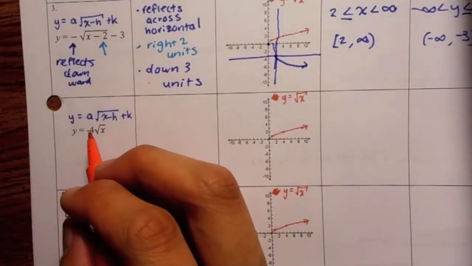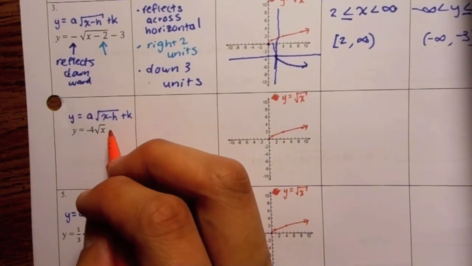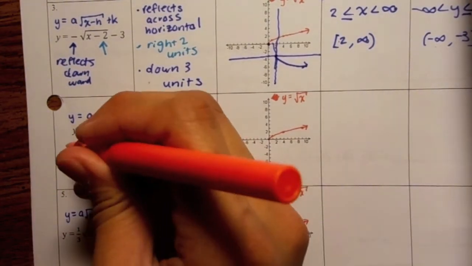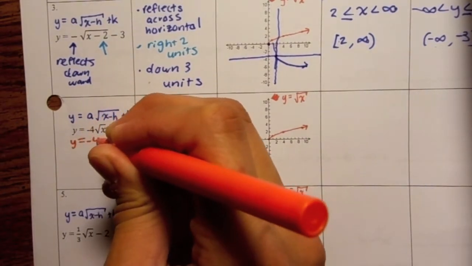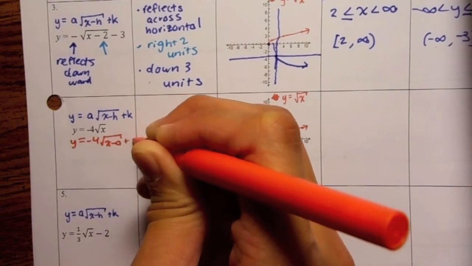Here we have y equals -4 times the square root of x. And you might be wondering, hey, where's the h value? And hey, where's the k value? Let me rewrite it, so don't panic. It's actually there, not visible. Just x minus 0 plus 0.